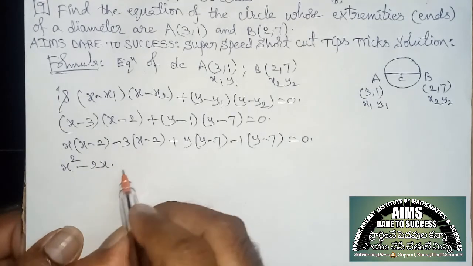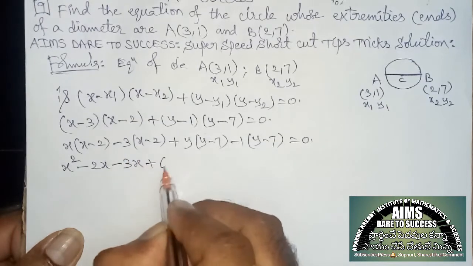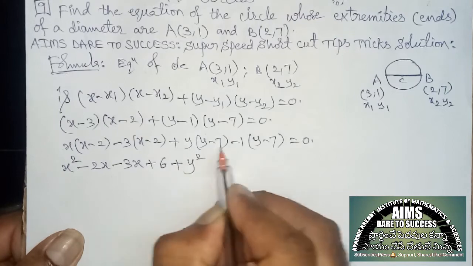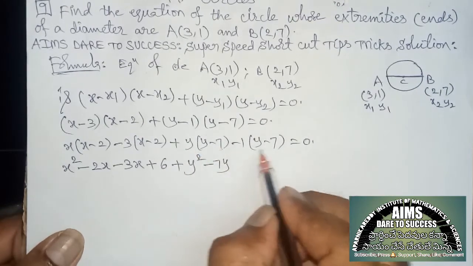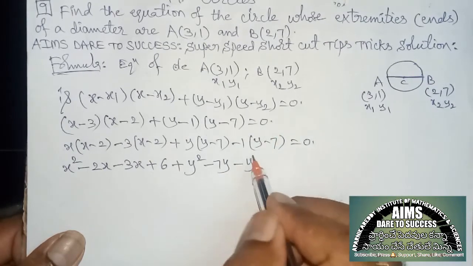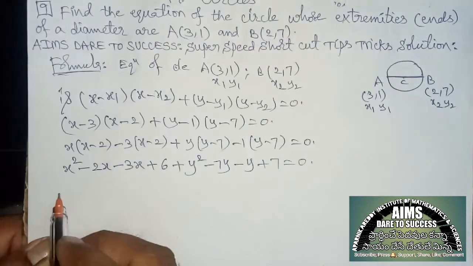Then minus 3 multiply inside: minus 3 into x is minus 3x, minus into minus plus, 3 into 2 is 6, plus y multiply inside: y into y is y square, plus into minus is minus, 7 into y is 7y. Next minus 1 multiply inside we get minus into plus is minus, 1 into y is y, minus into minus plus, 1 into 7 is 7, is equal to 0.